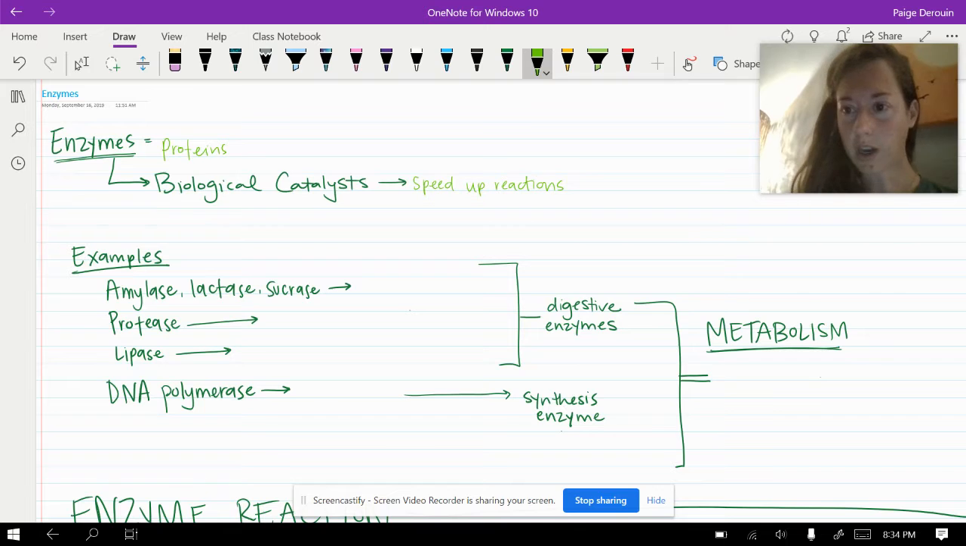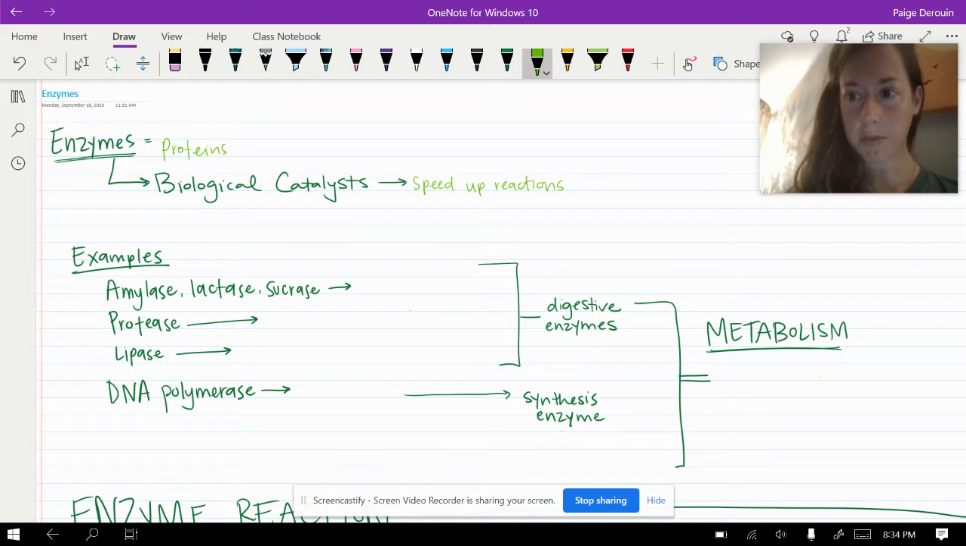Without enzymes, which are responsible for a ton of digestion, but also for building up things in your body, building muscle, building more proteins, building more DNA, your body wouldn't be able to do those processes fast enough for you to survive. So they're super, super important.